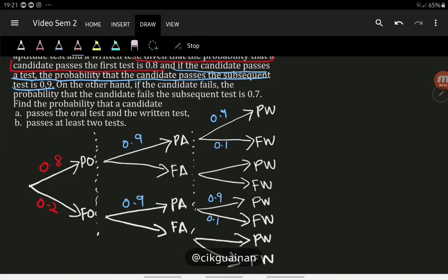On the other hand, if the candidate fails, the probability that the candidate fails the subsequent test is 0.7. If you fail a test, the probability that you fail is 0.7. If fail, this one 0.7. Okay. If fail, 0.7.